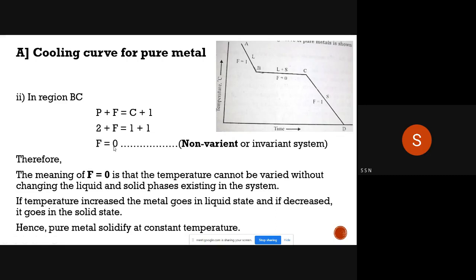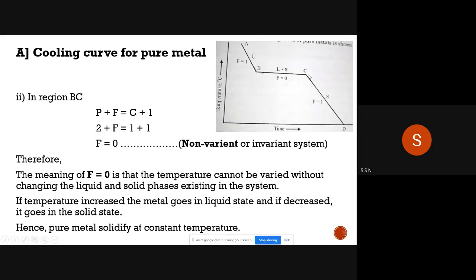If the temperature is increased, the metal goes into the liquid phase, isn't it? And if the temperature is decreased, the metal goes into the solid phase. This phase is here from B to C, liquid plus solid phase. Above this temperature, there will be liquid form. Below this temperature, it will be solid form. Hence, the pure metal solidifies at a constant temperature. This is the freezing temperature, B you can say, or C, because both are on the horizontal line. Understand? Now this is the second region.